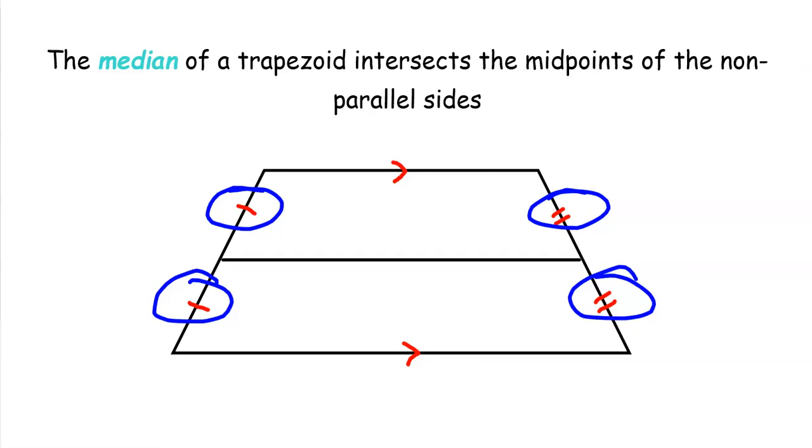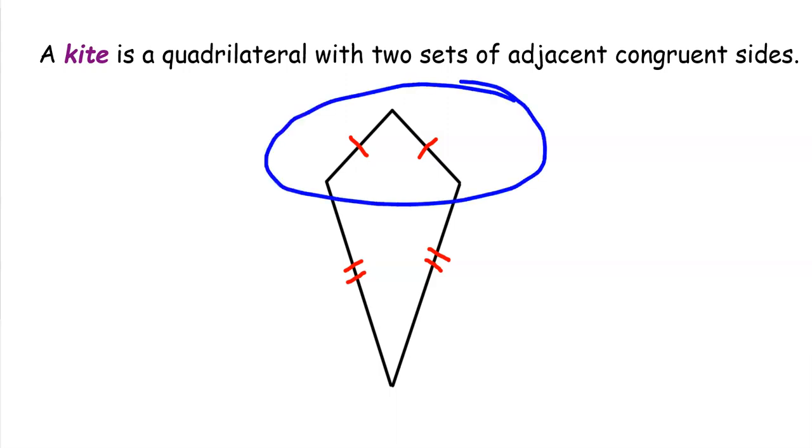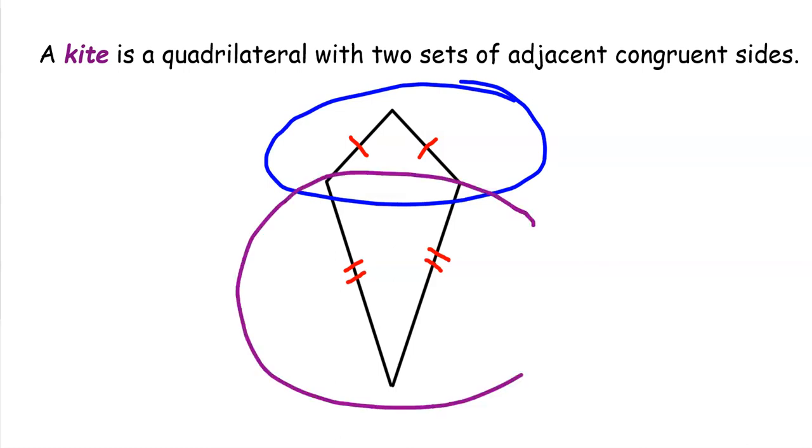Finally, the last type of unique quadrilateral that we have is something that we call a kite. And a kite is a quadrilateral with two sets of adjacent congruent sides. In this case, it's not opposite sides that are congruent. As you can see, the two sides that make up the top of this diagram are congruent, and therefore they are adjacent congruent sides. And the two sides that make up the bottom of the diagram are congruent, again, making up congruent adjacent sides.